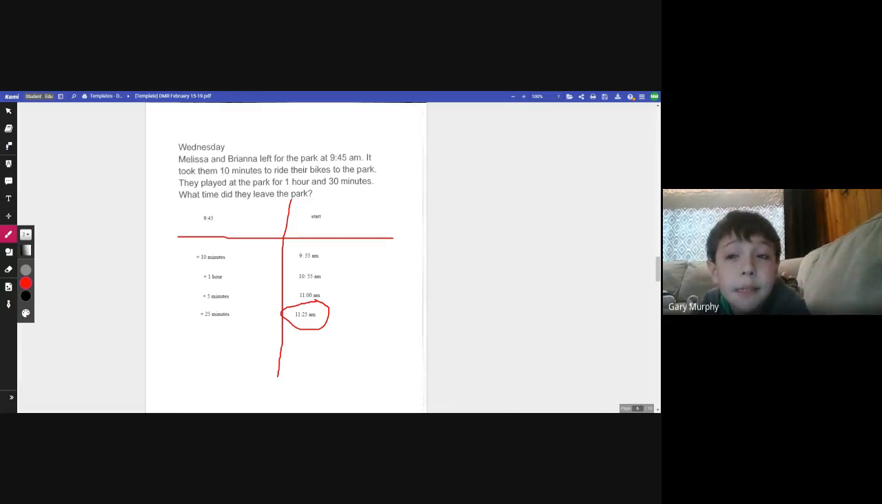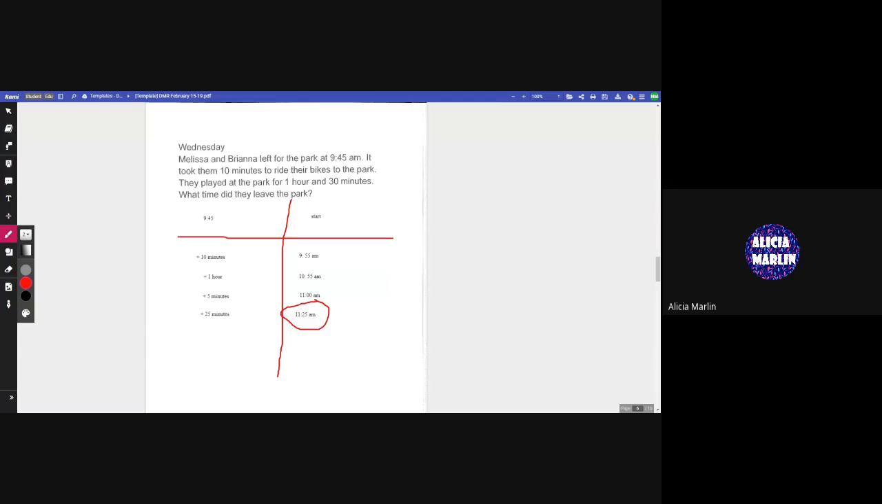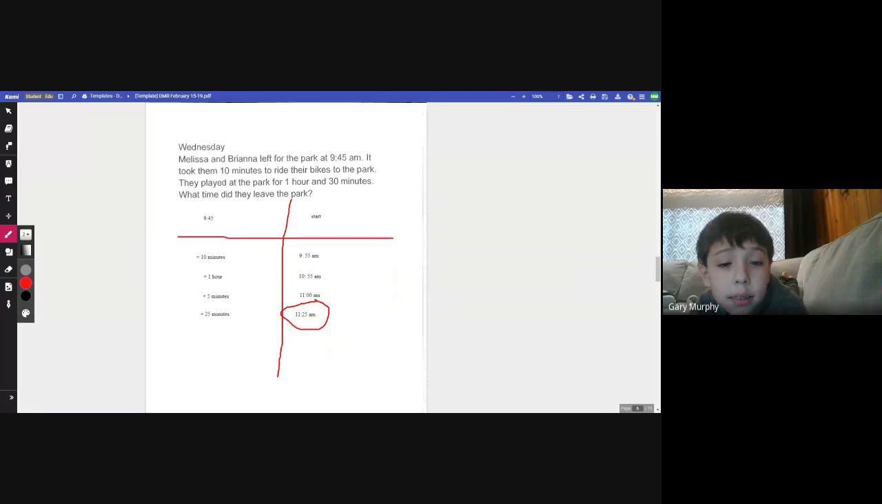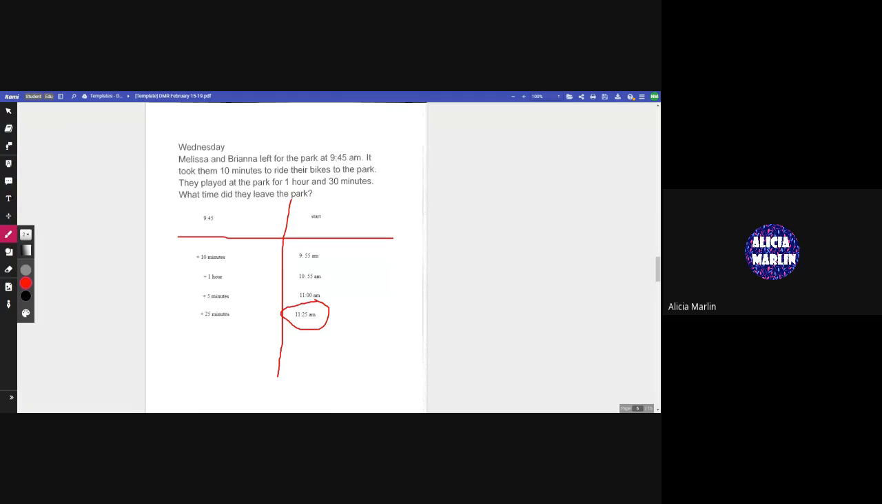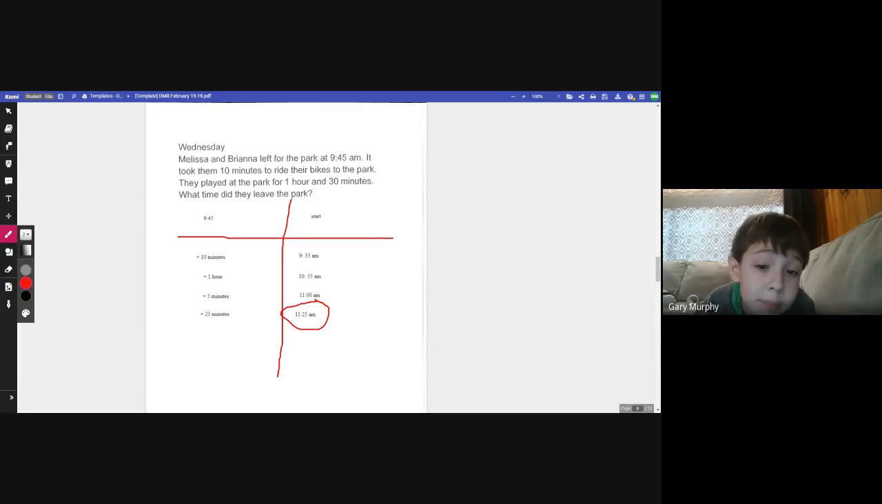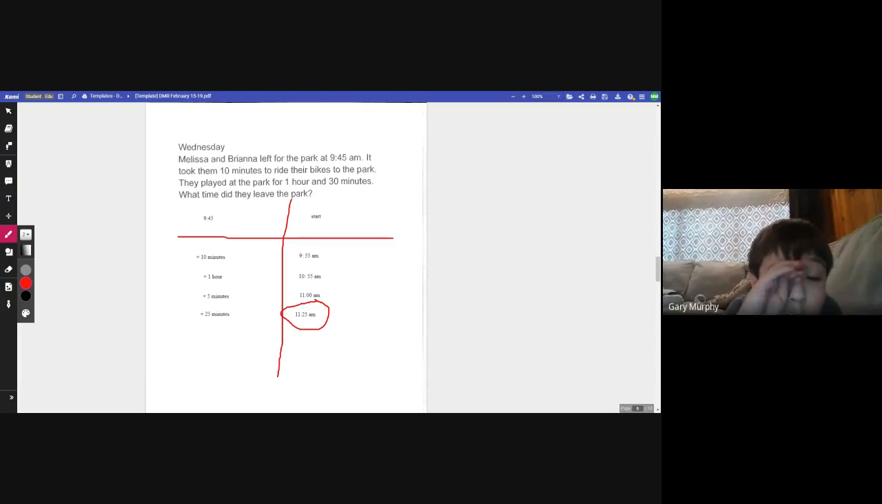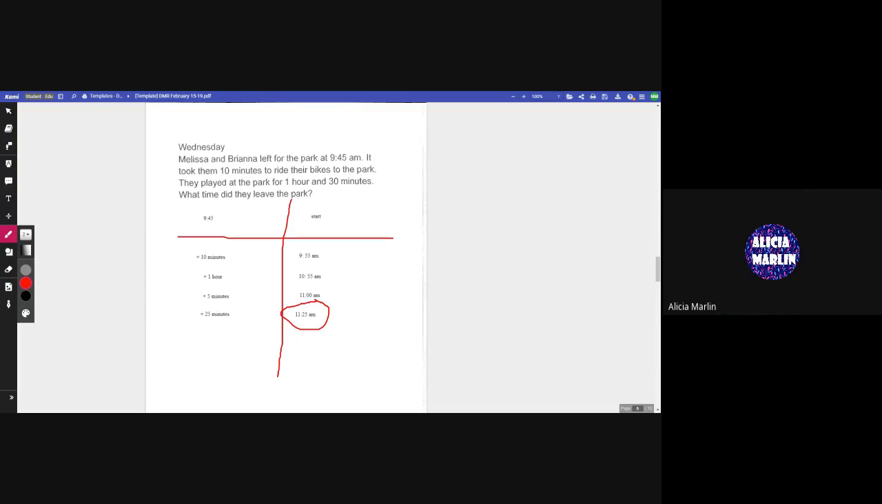10:55. Good. Then I added 10 minutes, and that got me to 11. 11 what? If you add 10 to 10:55, you get 11:05. I think that's where you made your mistake. No, I took a 10 from the 30 minutes and I added 10 to the 95 to make it 55. And then I added 20 minutes and I got 11:20. Okay, somewhere you're missing 5 minutes because it's 11:25.